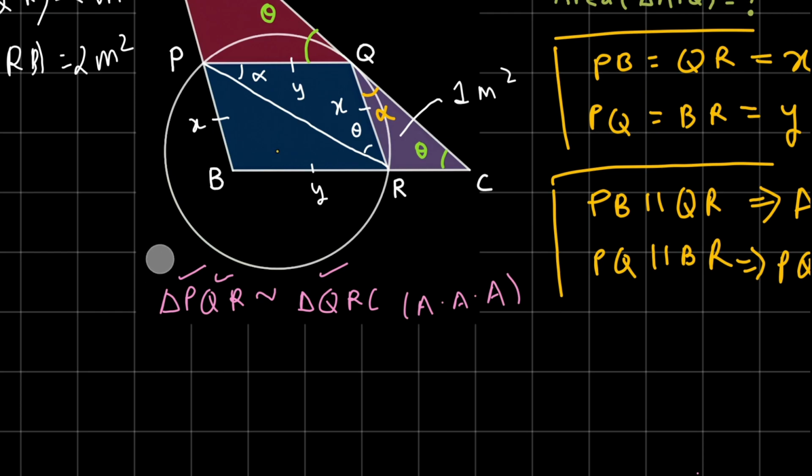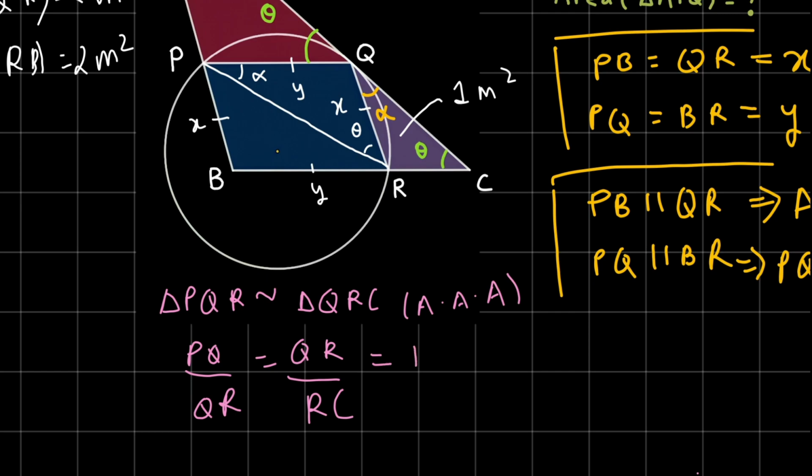And the reason we have to write it according to the correspondence is because when we write it according to the correspondence, we can take the ratio of their sides correctly. So as this is already according to the correspondence, the ratio of the sides would come like this. PQ upon QR, this ratio would be equal to QR upon RC, and this ratio would be equal to PR upon QC. Now out of these three ratios, some of the ratios already have some lengths that we have already taken as variables.